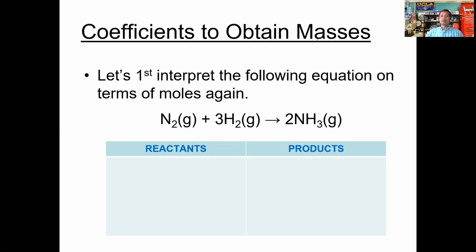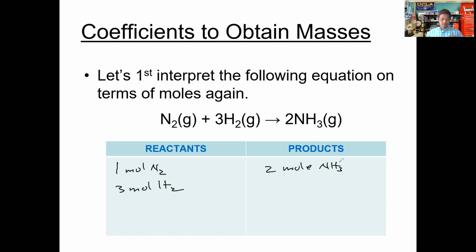Just real quick, to highlight what we did. From this balanced equation, we have 1 mole of nitrogen, 3 moles of hydrogen, and that will produce 2 moles of ammonia. In the previous example, we were able to calculate the masses here, so I'm not going to do that again. Please take a look at that.